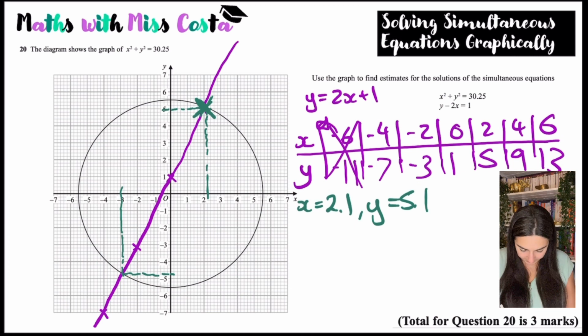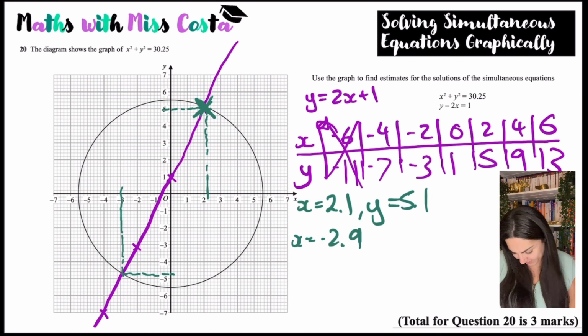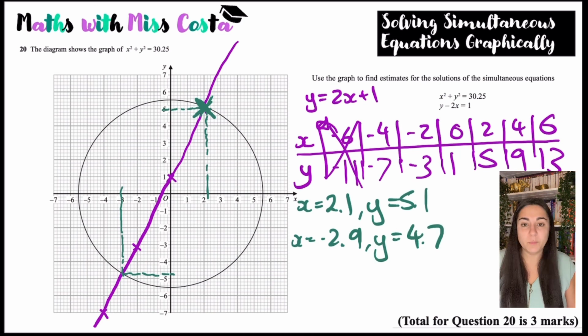And your next one is going to be here, which would be, let's say x is minus 2.9 and let's say y is 4.7. And there will always be a tiny little error margin. Obviously, hopefully, if you have this paper printed out in front of you, you would get a more accurate measurement. But that is all that you need to do to find estimates of solutions.